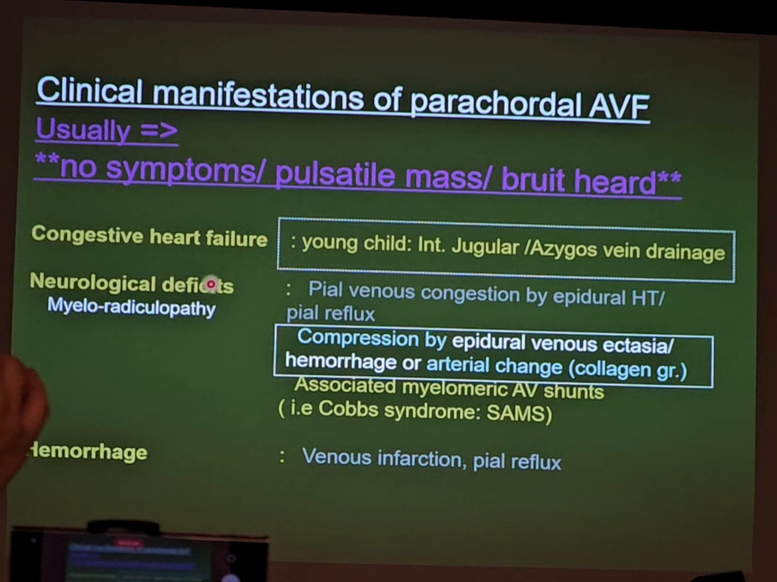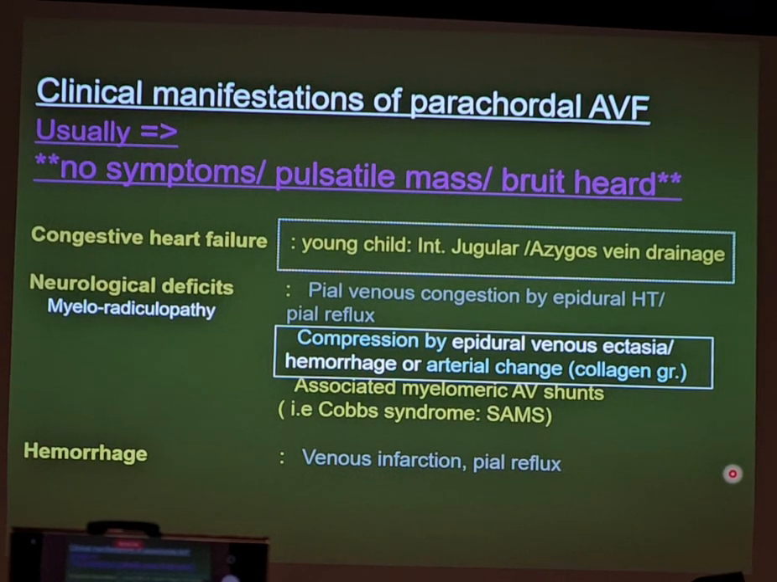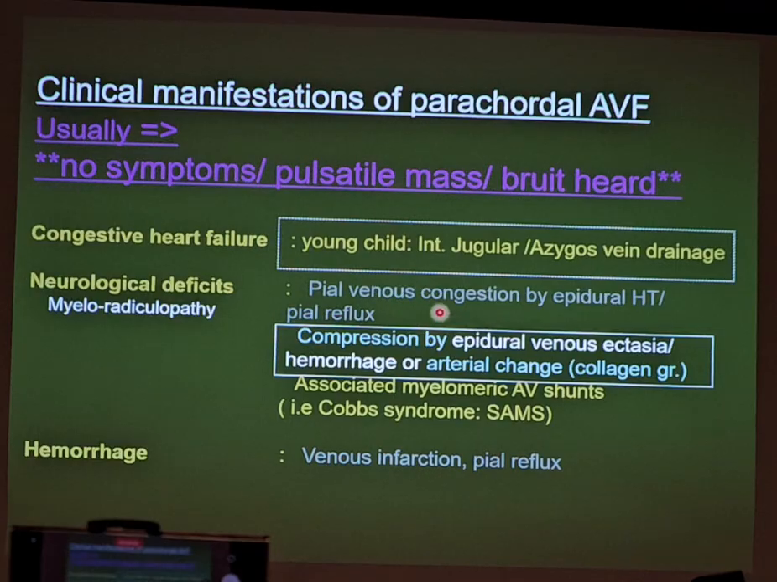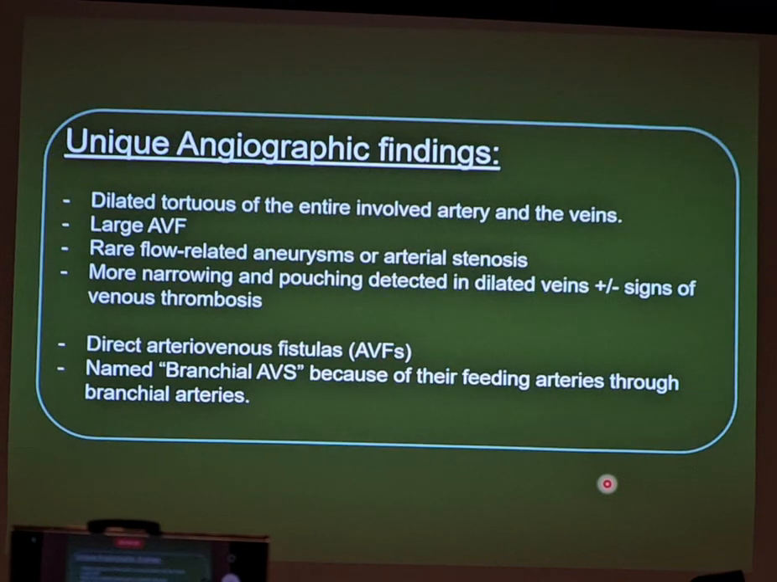Congestive heart failure is not very common and can occur only in a very, very young child. Most neurological deficits are related to compression by venous ectasia. Not very often do we have venous congestion related to the reflux. Don't forget that in metameric arteriovenous syndromes, we can still have this group of fistulas. And as I told you, it's not very often to see venous infarction or pial venous reflux.